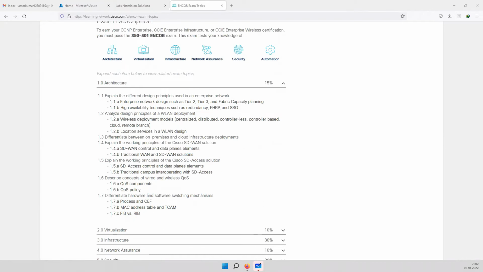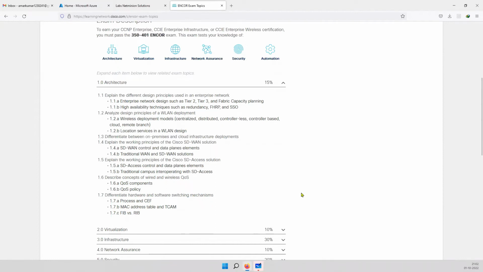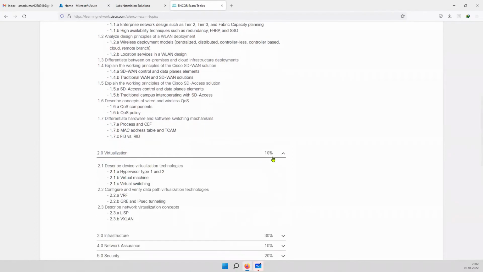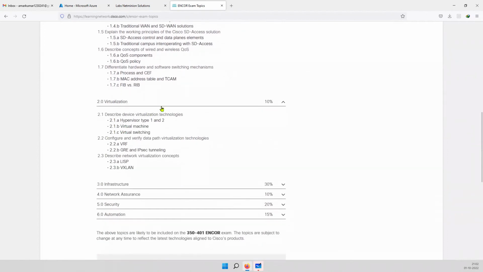Then I would go to virtualization. That is the next part. In this virtualization, we are going to understand the concept of virtual machine. What is the hypervisor? What are the types of hypervisor? Type 1, type 2. We are going to talk about virtual machines. Then we will discuss virtual switching.